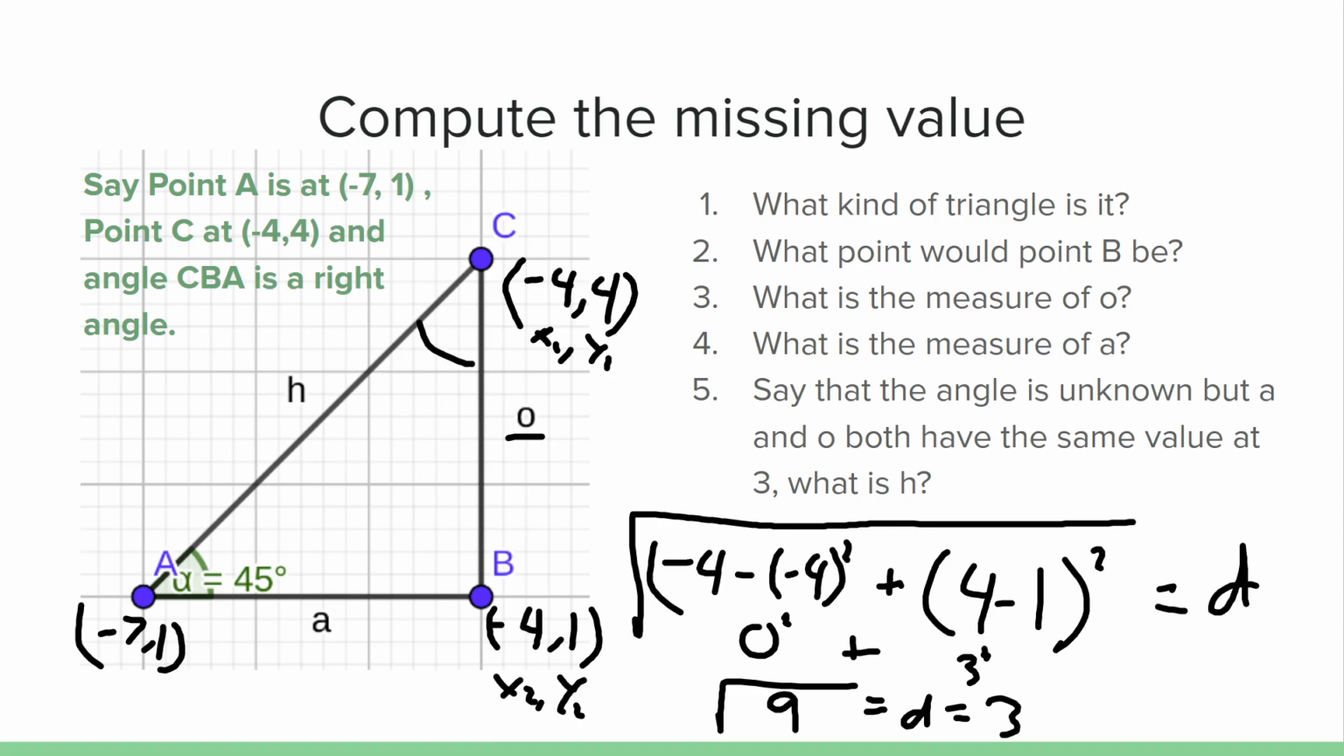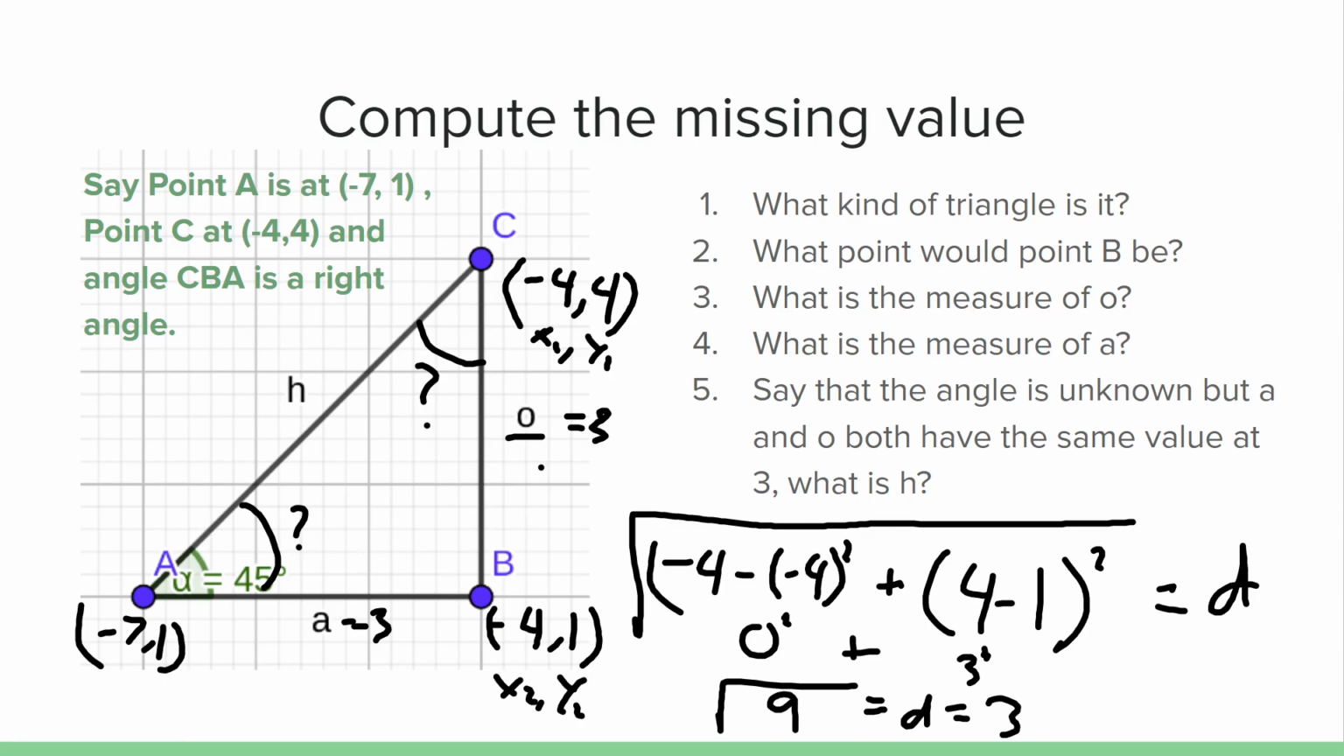So, unknown. Just imagine these are unknown. But all you know is that both A and O have a value of 3. So, what do you think will be the value of H here? Using, well, using the special triangles, if you remember. So, it's okay if you don't. Isaac?